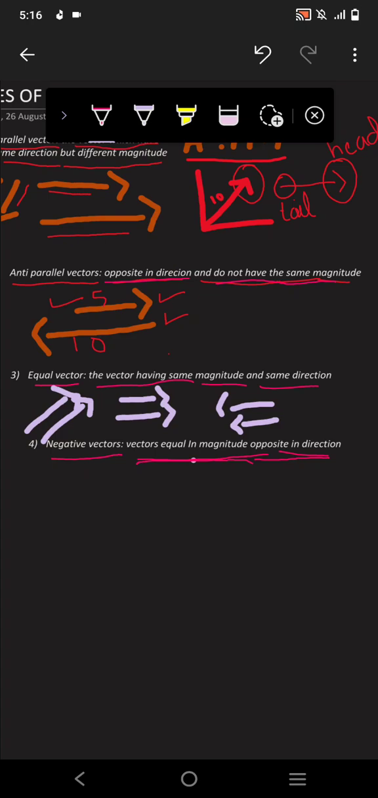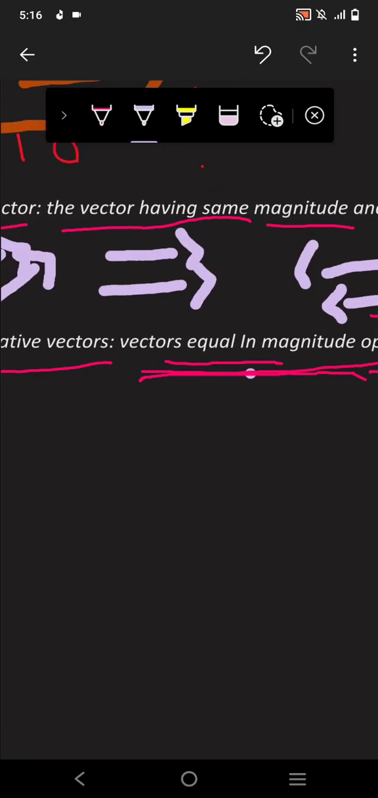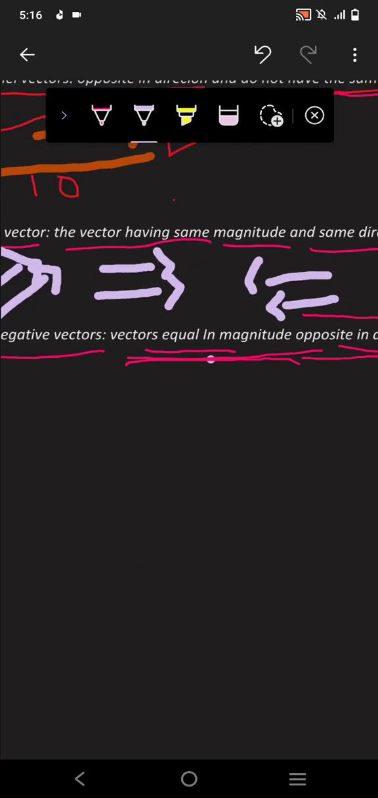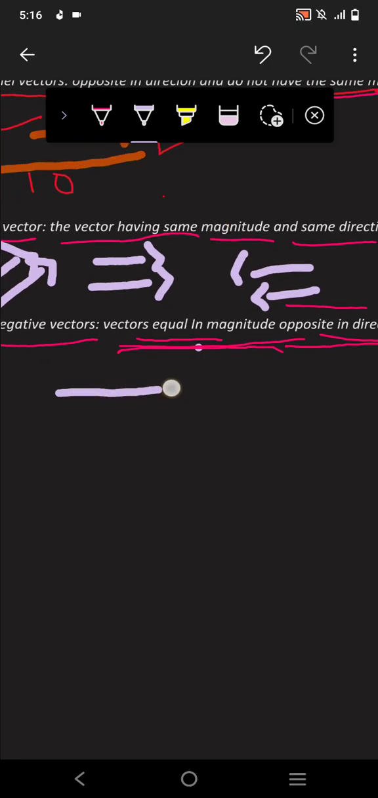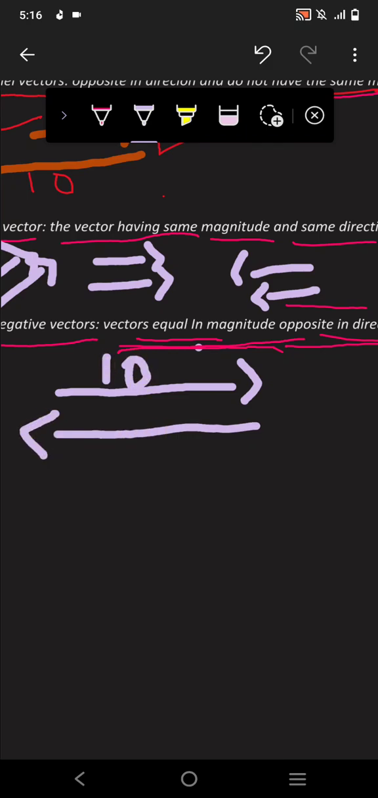We do not have to combine the two. Opposite in direction, yes, exactly, this is opposite in direction, but it does not have the same magnitude, and exactly here it has the same magnitude. Alright, let's draw this. We have equal in magnitude and opposite in direction. For example, this is 10 centimeter and this is minus 10 centimeter. Alright, I hope that is clear.